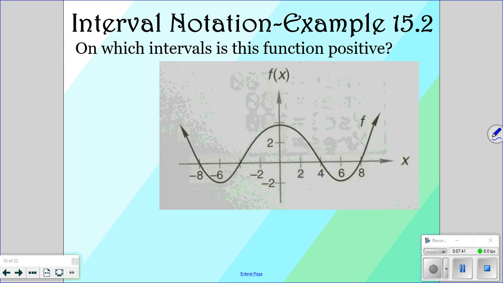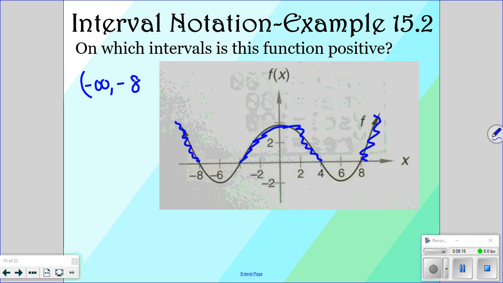Does anybody know where the function is positive? Hopefully you're saying when it is above the x-axis, whenever our y values are positive. So that would be here, here, and here. So in this interval notation, we're going to be coming from negative infinity to negative 8. So negative infinity to negative 8, and we're going to do open parentheses for negative infinity because we always do a parentheses with infinity.